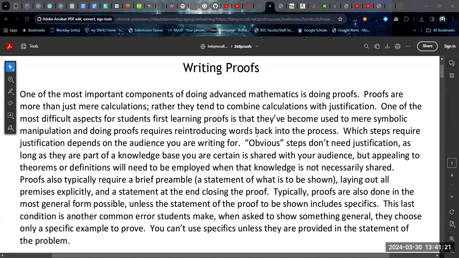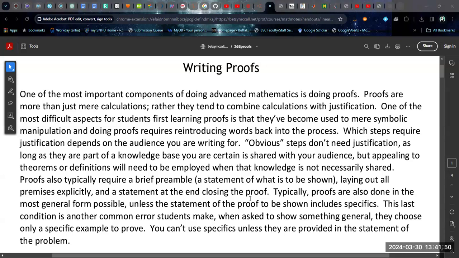Proofs are more than just calculations. You can't just do the kind of arithmetic operations that we have done all throughout school and then say that's a proof. That is not a proof, because typically our proofs are going to require justifications. As we make each step, we're going to have to explain why we're doing what we're doing.